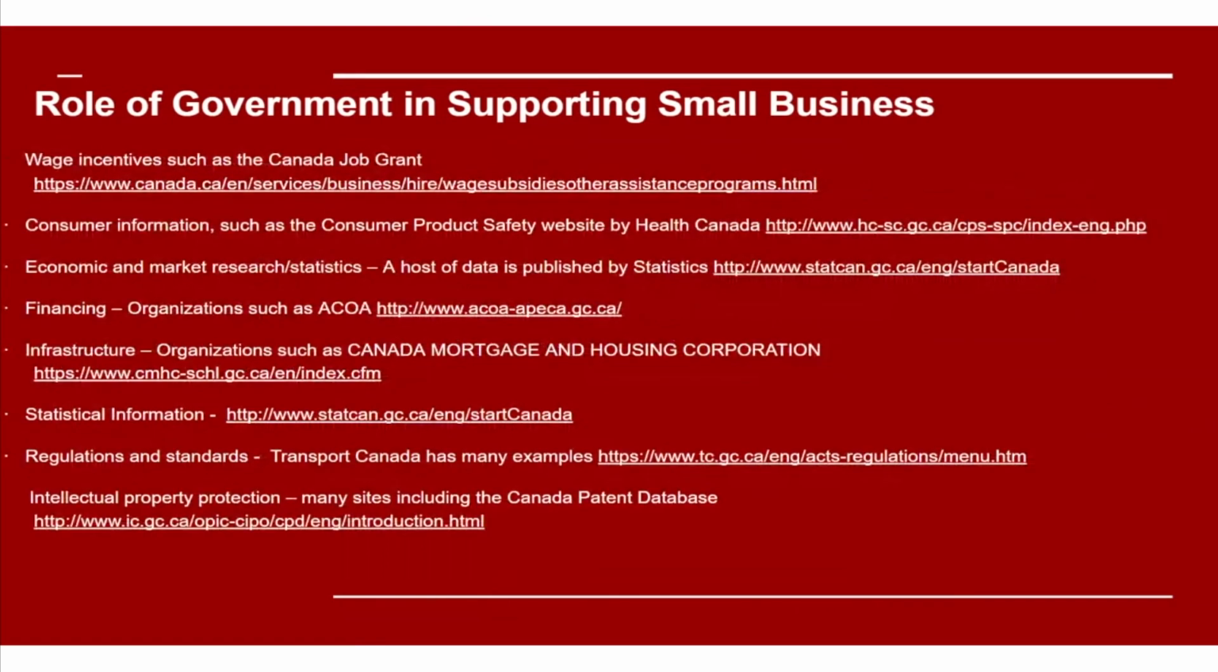You can also see that the federal and provincial governments provide a lot of information to business in terms of customer information, economic statistics, financing, infrastructure, statistical information, regulations and standards, and intellectual property protection.